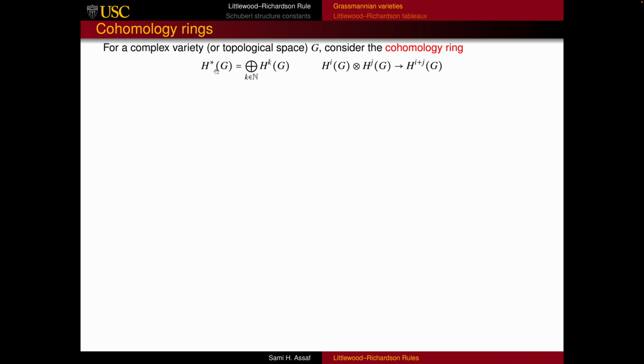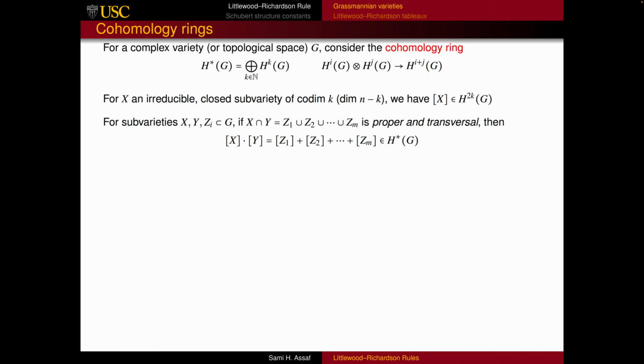The cohomology is a graded ring. We're going to have the kth graded pieces, and there's a multiplication that we can do, which sort of brings us up in degree in the way that we expect. So for any irreducible closed subvariety X of codimension k, so we often work with codimension, it's more natural for a lot of reasons, we're going to have an element of the cohomology ring, okay? And this is going to be the class of X. It's an element in this ring, which means we can multiply these things together.